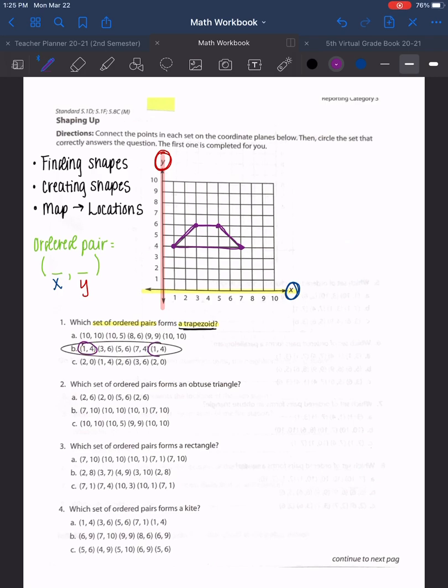What I want you to notice is that the first and last ordered pair are the exact same. We do this because it's creating a shape. We have to close the shape. If we don't close the shape, it's not a shape. It's just a couple lines with an opening.